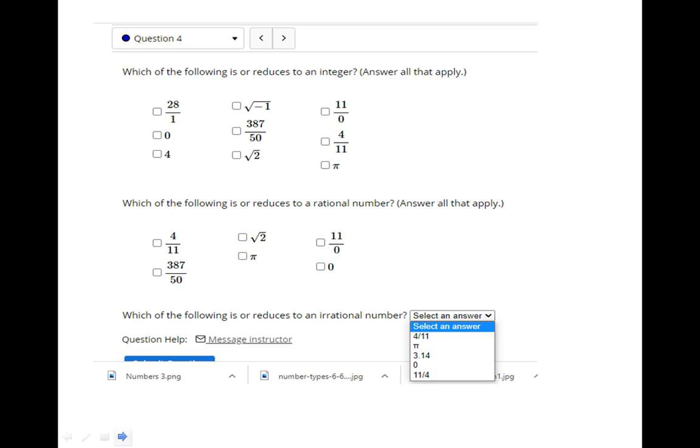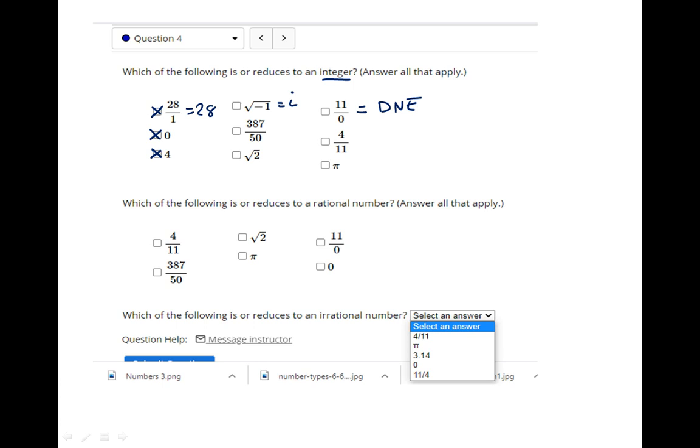Which of the following is or reduces to an integer? 28 divided by 1 is 28. That's an integer. 0 is an integer. 4 is an integer. 11 divided by 0 we know does not exist. 4/11 is a fraction. Pi is irrational. Square root 2 is irrational. 387 over 50 is rational, but it's not an integer. Square root negative 1 is an imaginary number. We haven't talked about those.